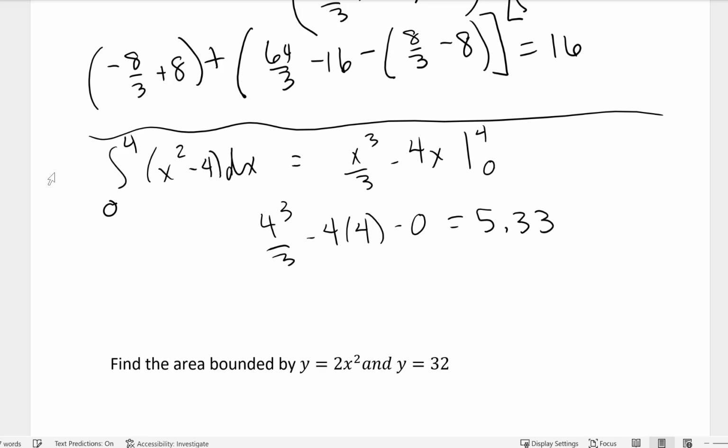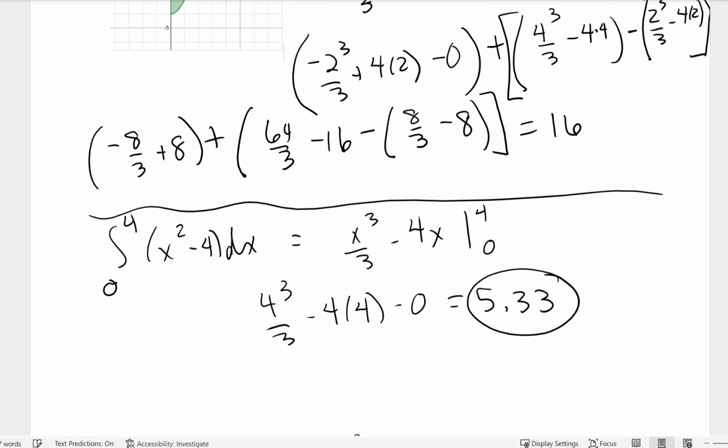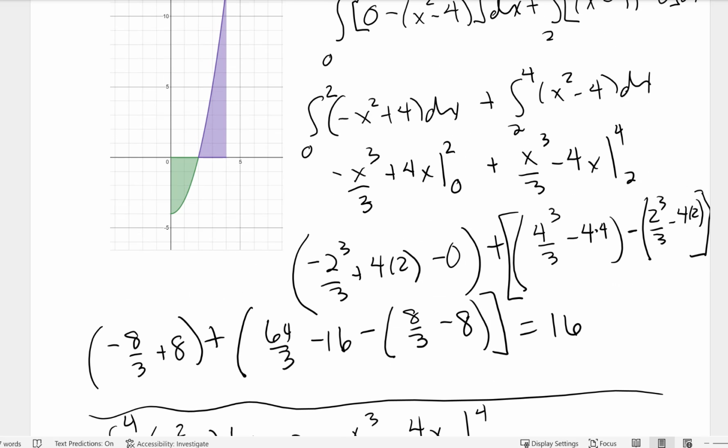And what I want you to see is how different that is. So in this case where I got 5.33, it subtracted the positive area and the negative area. So the negative with the positive gave me that smaller number of 5.33, which is why it's so important to split these up and to add the areas instead of just trying to integrate the whole thing.